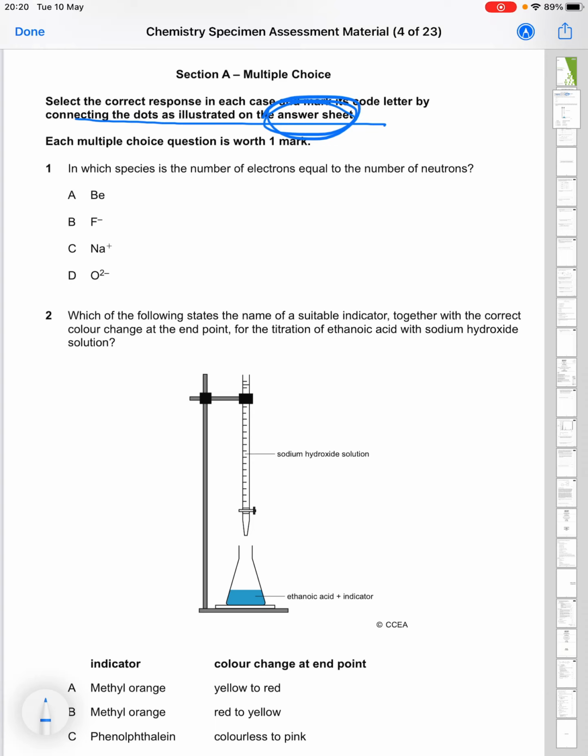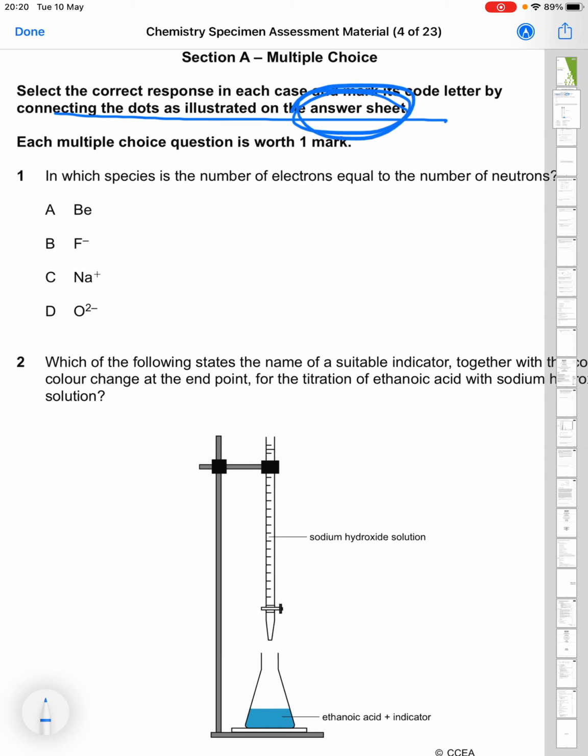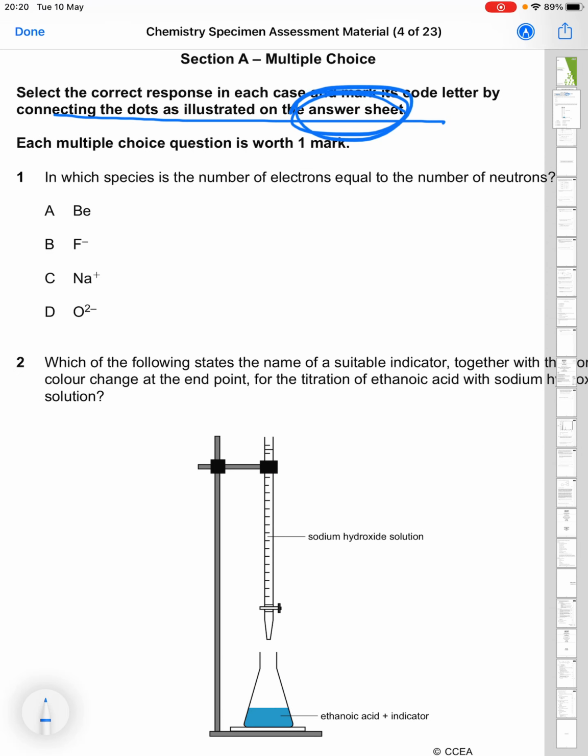The first question here, in which species is the number of electrons equal to the number of neutrons? So the way I would approach this is just to use the periodic table, look up the mass number and the atomic number of each one, and then work out the number of electrons and the number of neutrons. So for A, for beryllium, it's 9 and 4. For fluorine, 19 and 9. For sodium, 23 and 11. And then for oxygen, 16 and 8.